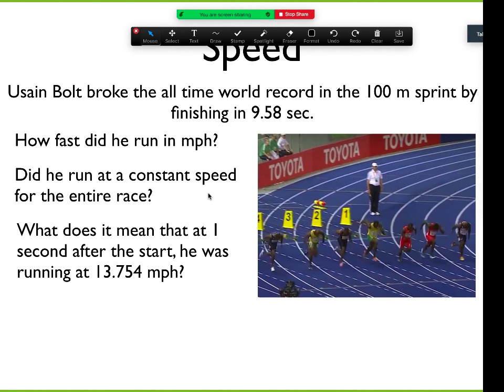Okay, so we want to talk about what it means that at 1 second after the start, he was running at 13.754 miles per hour. What does that mean? That at 1 second after the start, he was running at this speed. Anyone want to give a shot at that?